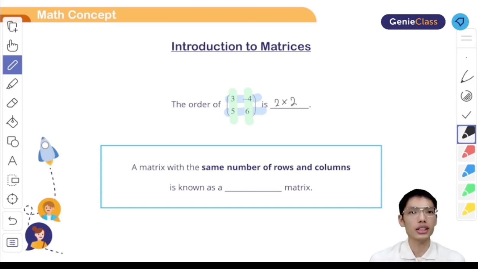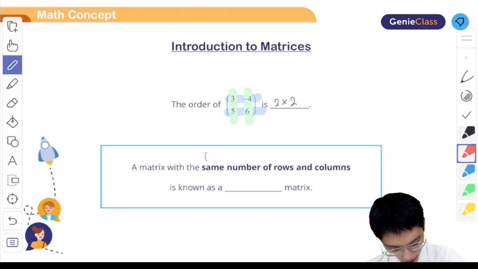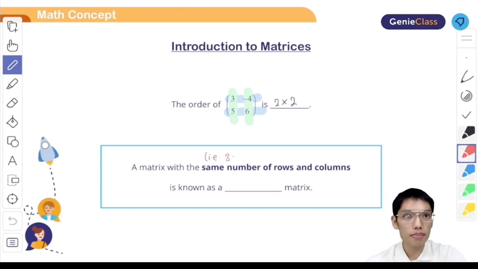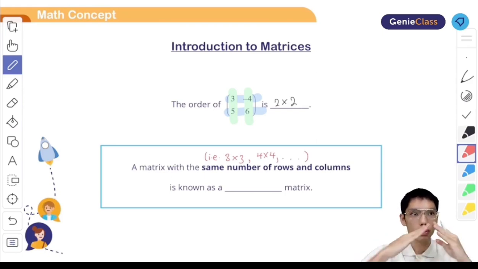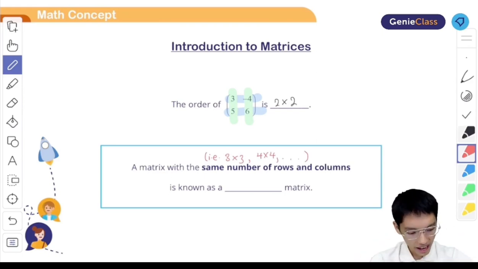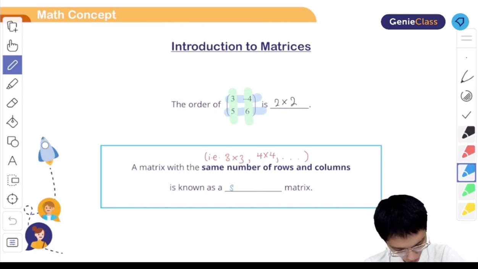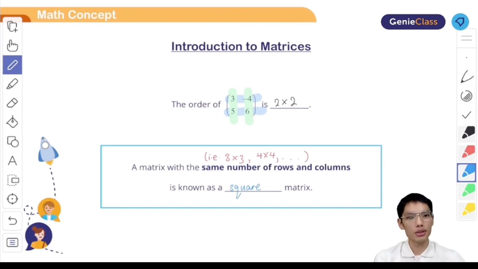So a matrix, in this case, if you realize, with the same number of rows and columns, let's say 3 by 3 or 4 by 4, and I can go on and on, but these are some examples. If I were to put them in equal rows and columns, it looks like a square. So therefore, we say that it is a square matrix.